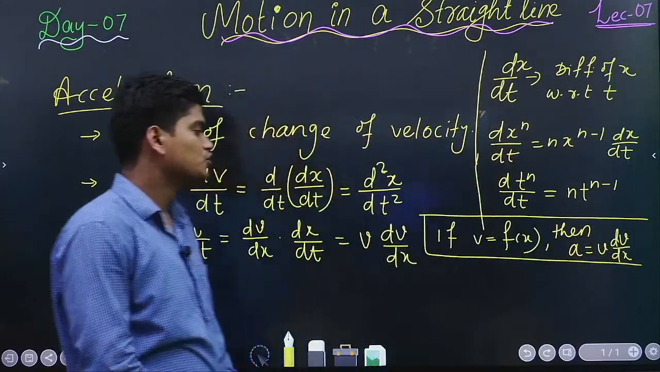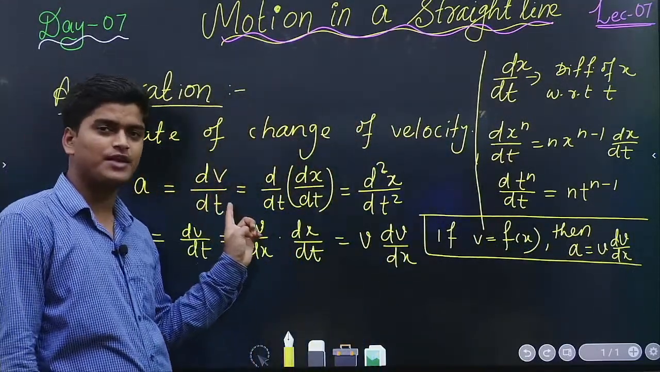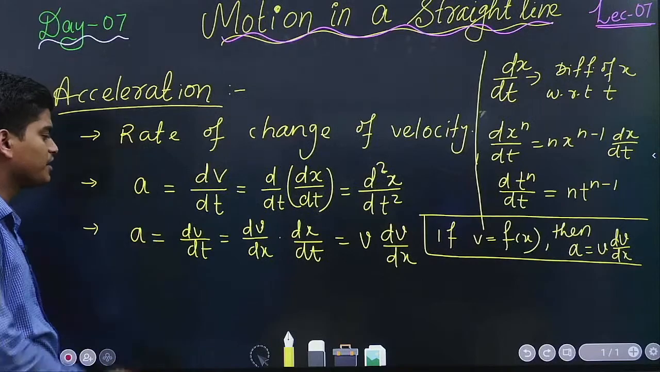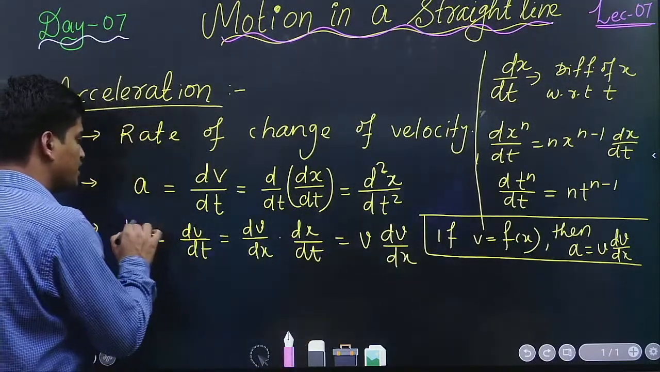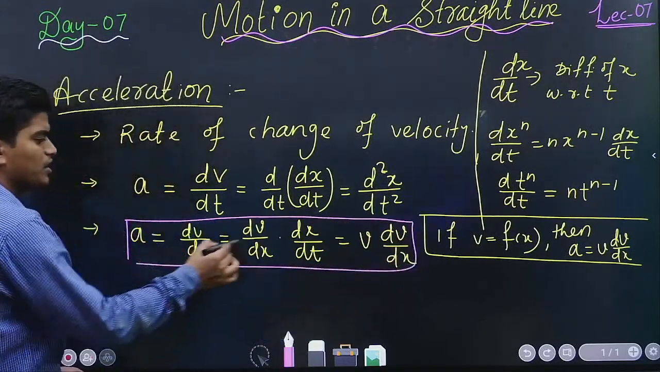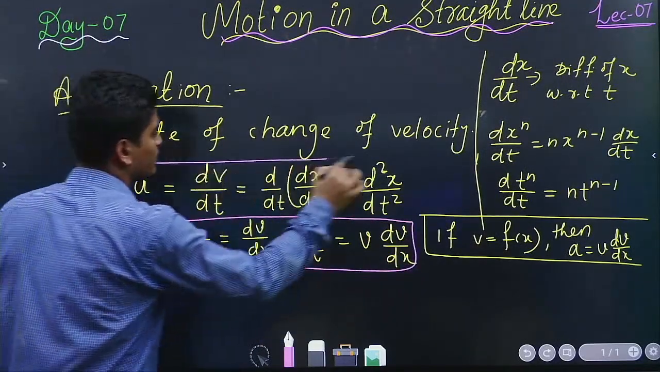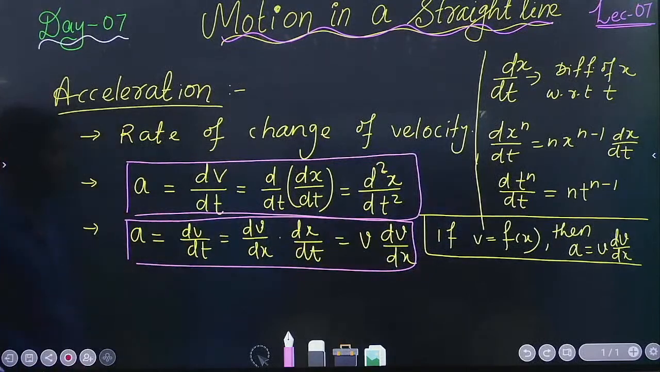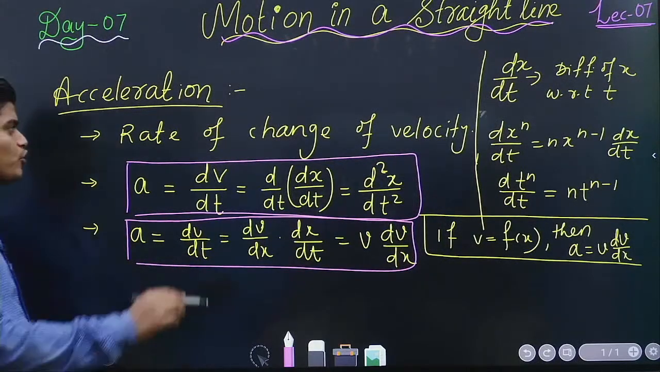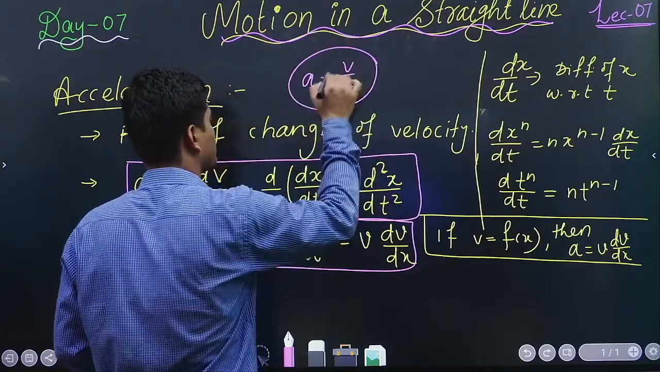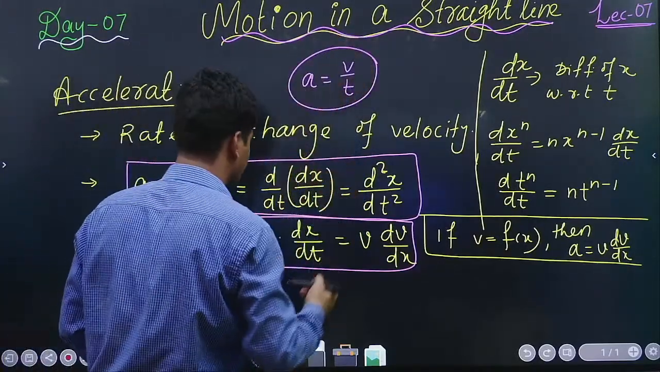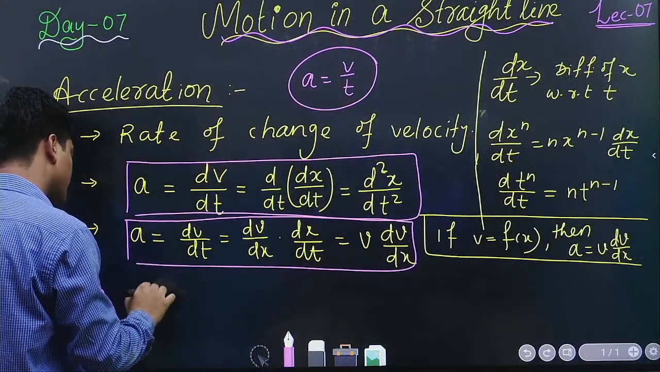So remember this: if velocity is a function of time you can use the above relation, and if velocity is a function of x, then you can use the lower relation, which is v dv by dx. And how does it come? Here we are just applying the chain rule of derivatives. So this is about the formula, just remember. Mostly, acceleration is nothing but change in velocity by change in time. Based on that we can understand one thing here.